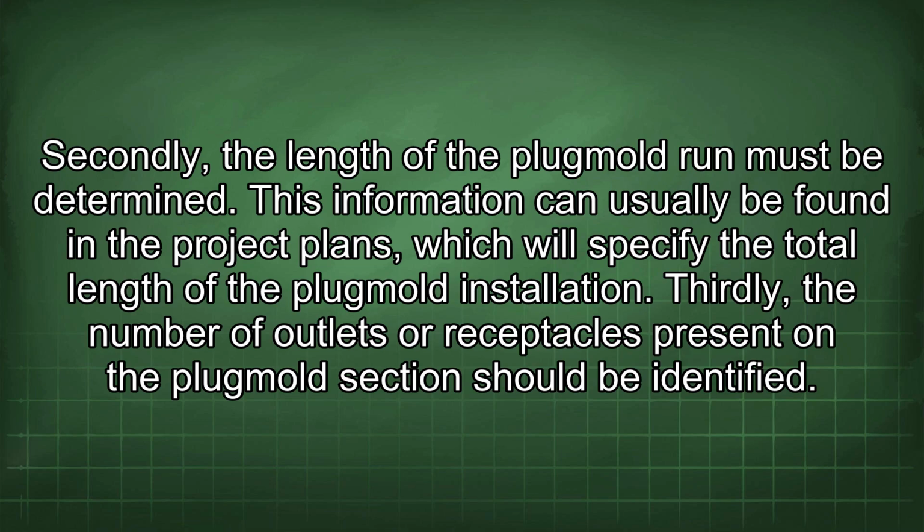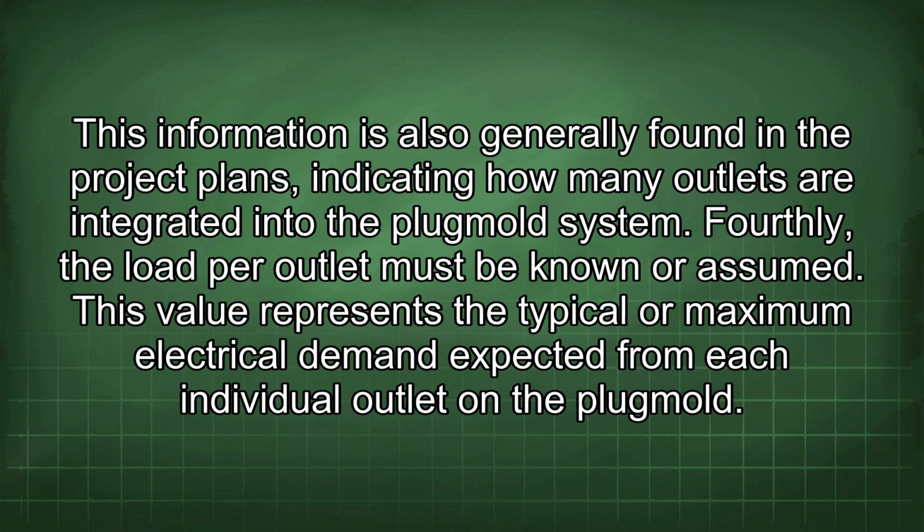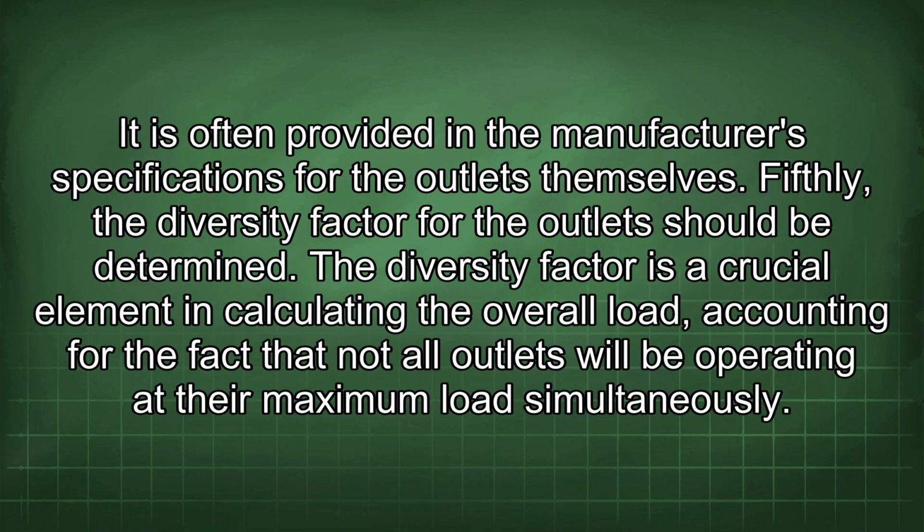Thirdly, the number of outlets or receptacles present in the Plugmold section should be identified. This information is also generally found in the project plans, indicating how many outlets are integrated into the Plugmold system. Fourthly, the load per outlet must be known or assumed. This value represents the typical or maximum electrical demand expected from each individual outlet on the Plugmold. It is often provided in the manufacturer's specifications for the outlets themselves.